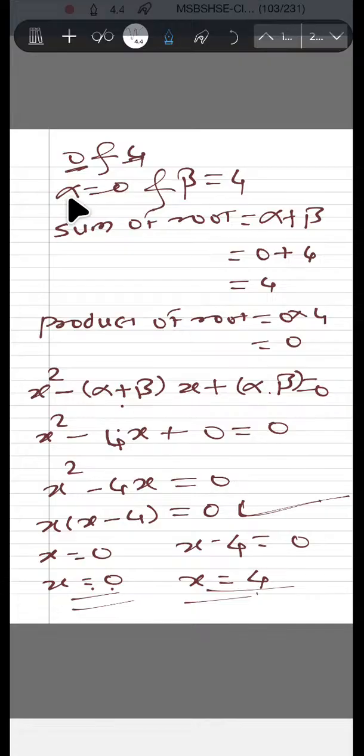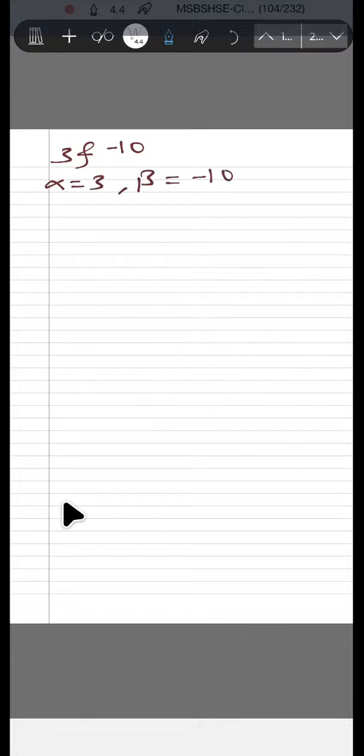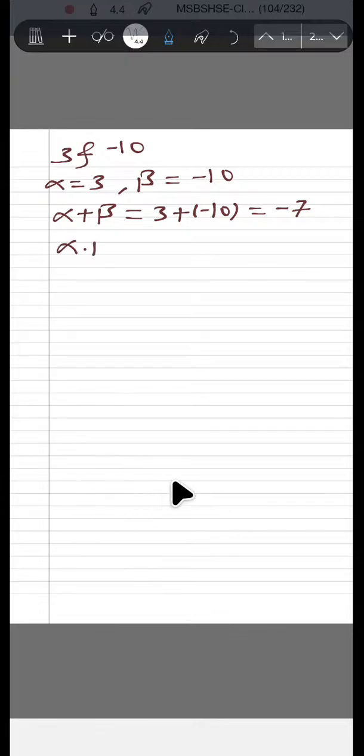To understand it better, here I will take another example: 3 and minus 10. So alpha equal to 3 and beta equal to minus 10. Correct. So what will be the terms? Sum alpha plus beta is equal to 3 plus minus 10, which is equal to minus 7, and alpha dot beta is equal to 3 into minus 10, which is equal to minus 30.